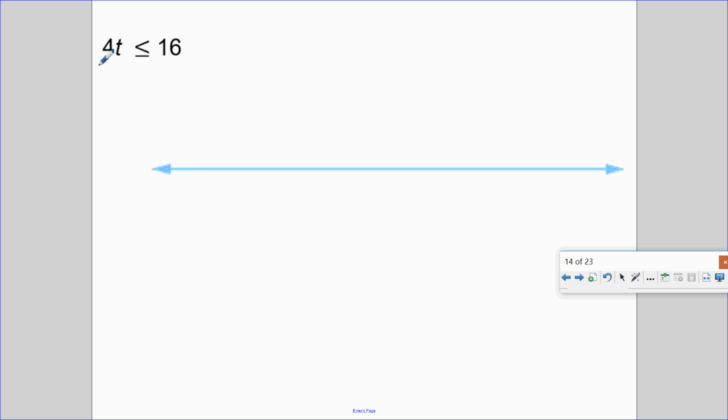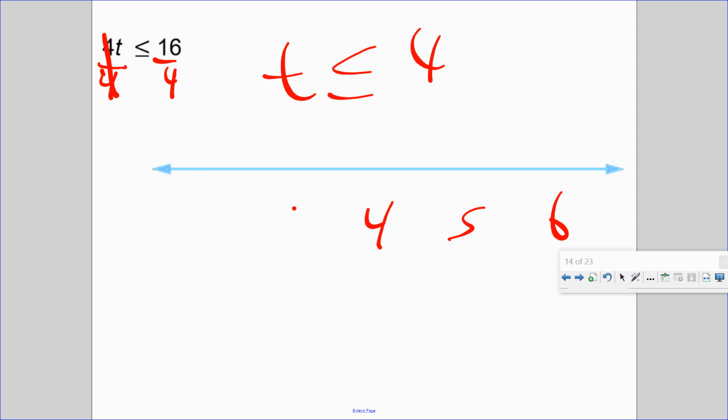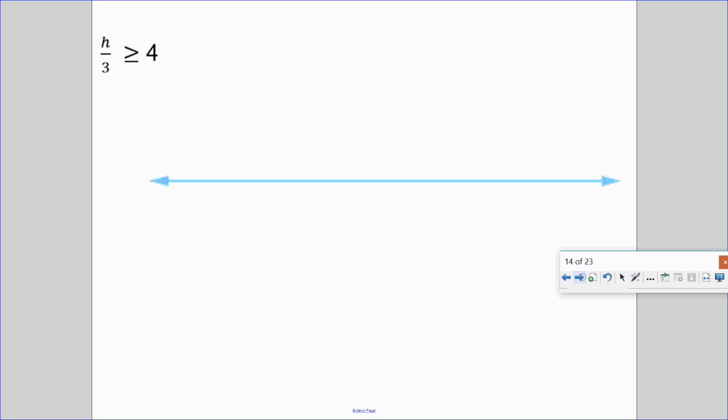I need to isolate the variable t, so I do the inverse operation. The opposite of multiply by 4 is divide by 4. Divide by 4. Cancel. t is less than or equal to 4. It has to be less than 4 or equal to 4. And let's check our work. 4 times 2 is 8. 8 is less than 16. Check mark.